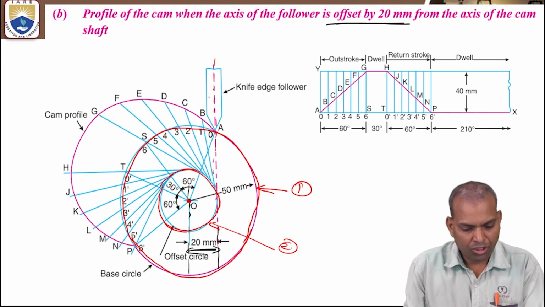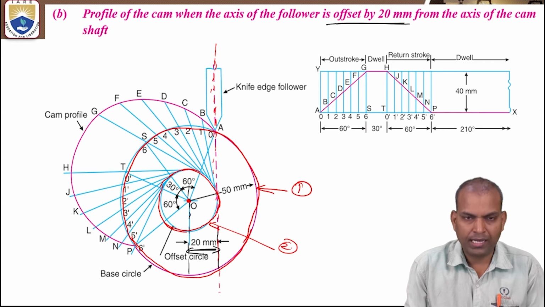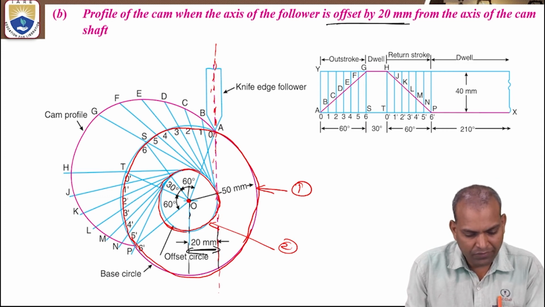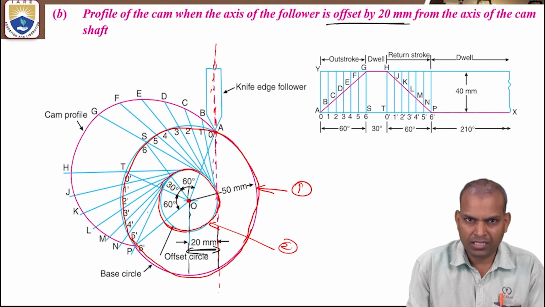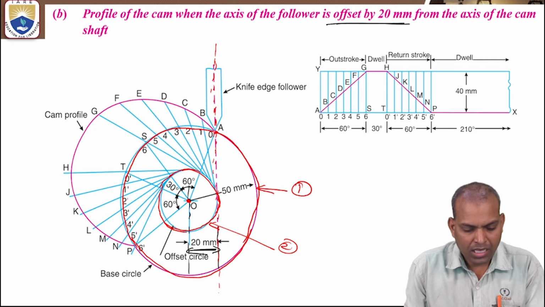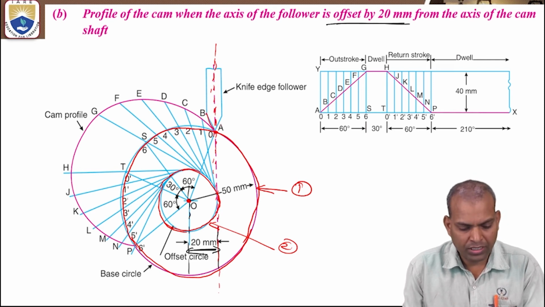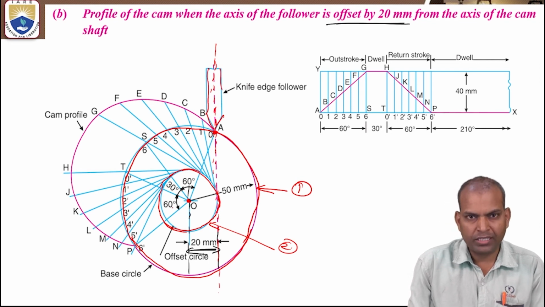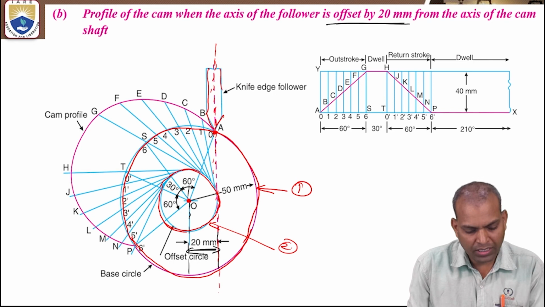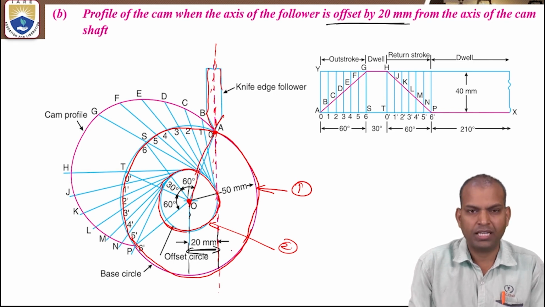Step 3. Draw the axis of the cam follower. Touching this cam surface, draw a vertical line and mark the point on the base circle circumference. That point is the point of contact of the knife edge follower. Now join this point of contact of the knife edge follower to the center of the cam, the center of the base circle. This is the reference line.